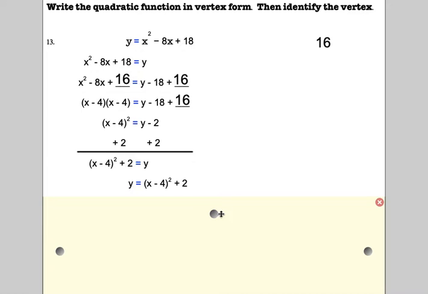And then now I can identify several things about my graph. My leading coefficient's positive, so it opens up. The opposite of -4 is positive 4, so it's shifted right 4. And it's up 2, so my vertex is (4, 2). And that's it. We identified the vertex.